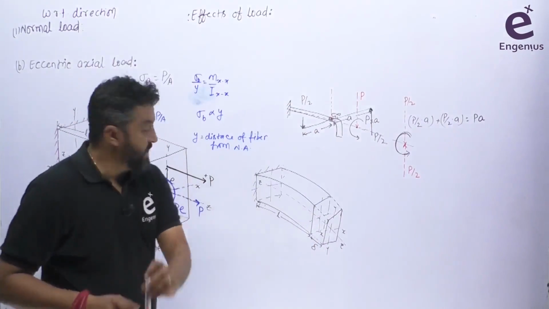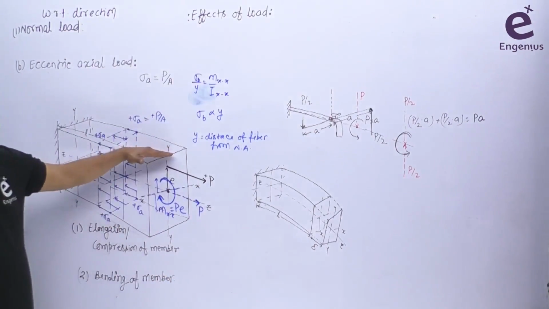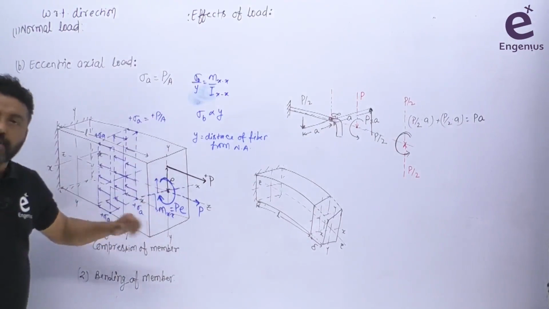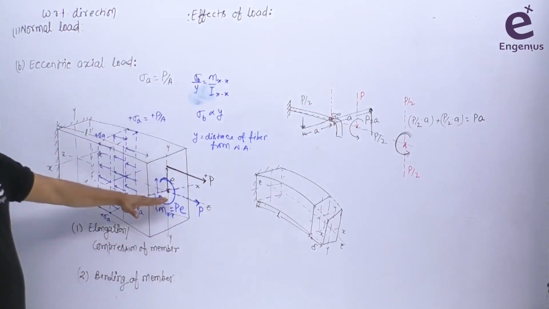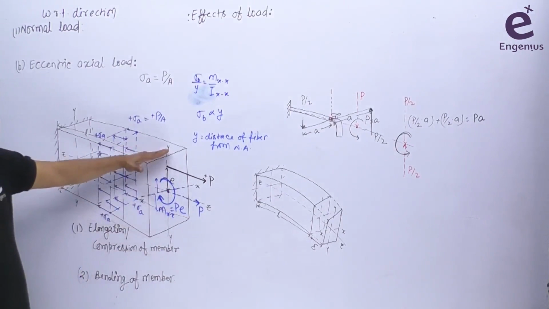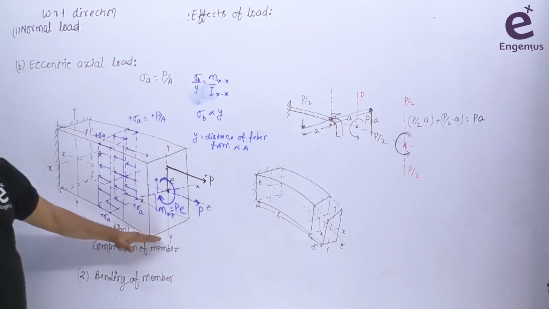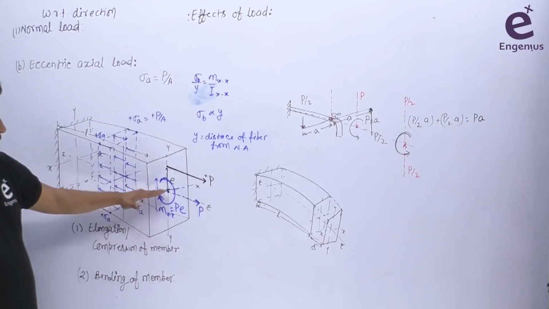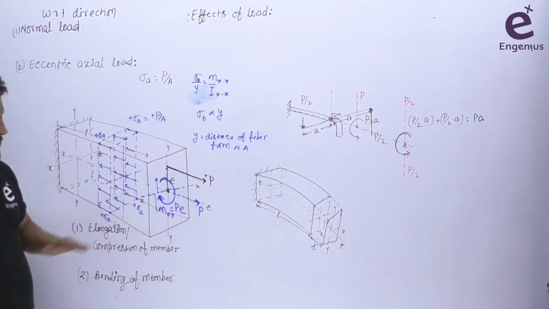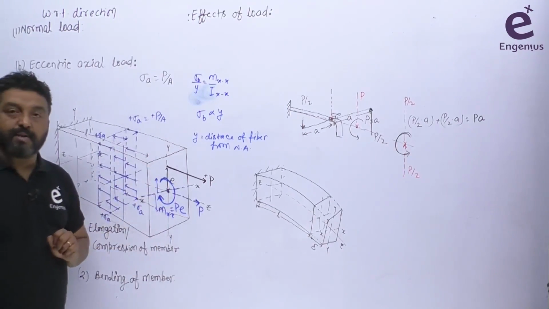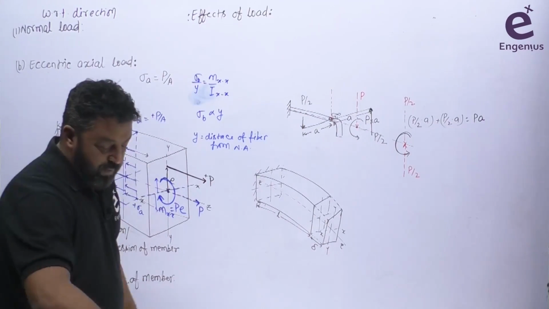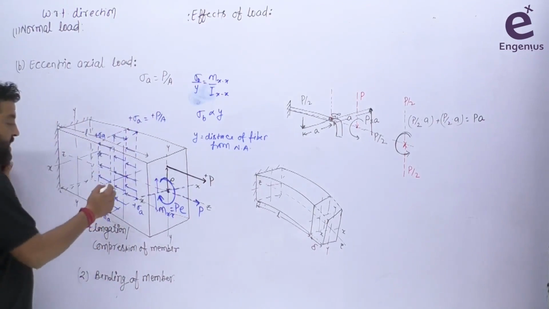Okay, so in this case the fibers above this one are what? In tension. Fibers below this one are in compression. It means the bending stress above this one is tensile in nature, and the bending stress below this one is compressive in nature. तो इससे ऊपर जो बेंडिंग स्ट्रेस है वो किस में है? टेंशन में. इससे नीचे जो बेंडिंग स्ट्रेस है वो किस में है? कंप्रेशन में. Okay, so it means here the distribution.